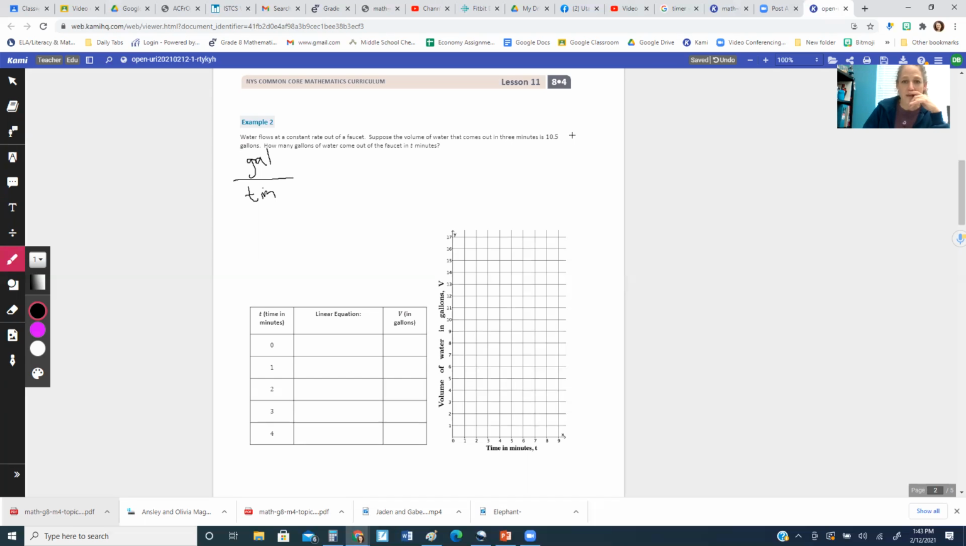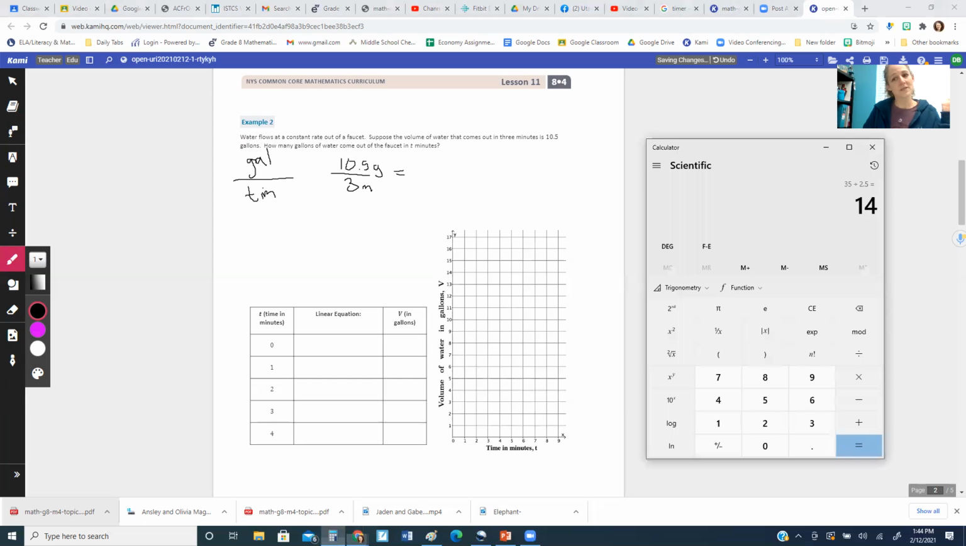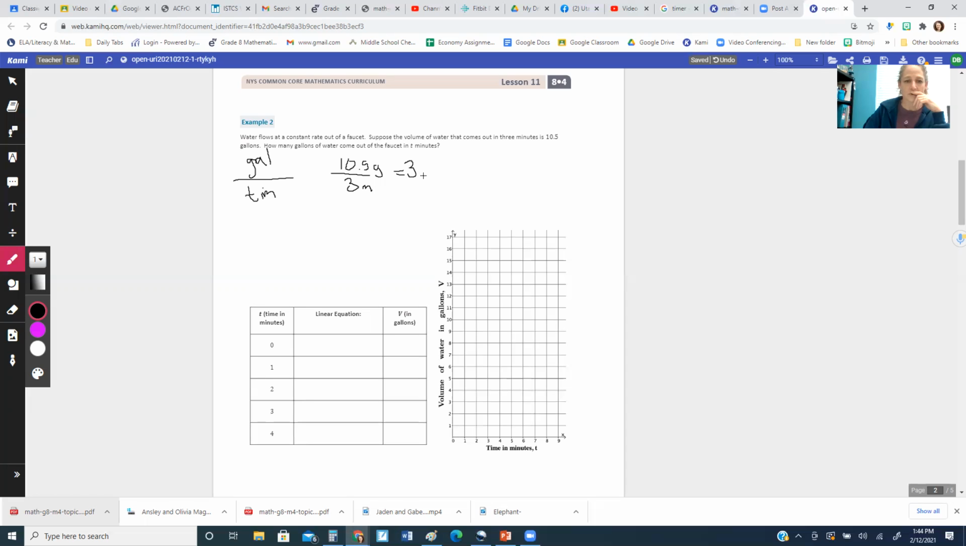So I'm going to start with 10.5 gallons divided by 3 minutes. Oh, this is gallons. Got to remember my units. Okay. Is this math I choose to do in my head? This is not math I choose to do in my head. 10.5 gallons divided by 3 minutes is 3.5 gallons. So 3.5 gallons per minute. So every minute, you're going to get 3.5 gallons of water out of this faucet.